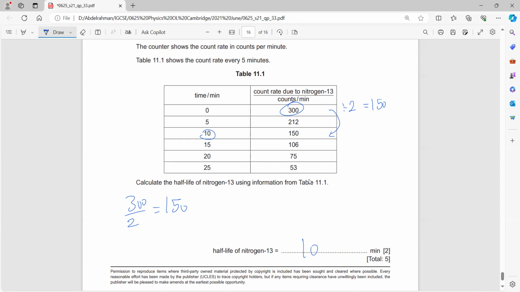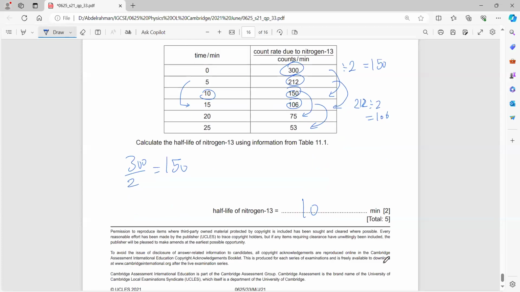Let me tell you something. For example, if someone didn't start from the 300 and started from 212, 212 divided by 2 is 106. 106 is after how many minutes? It's after 10 minutes as well. Right. If you started from 150, divided by 2 is 75. If you started from 106, divided by 2 is 53. That's enough. So that's proof that when you divide it by 2, that is the half-life. That's it. Okay.